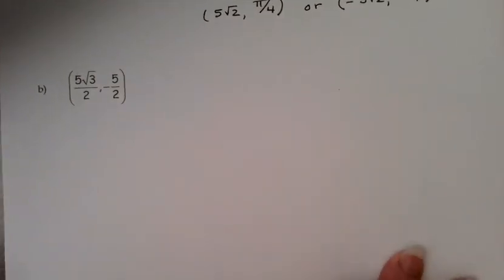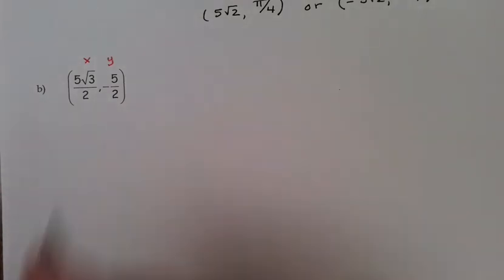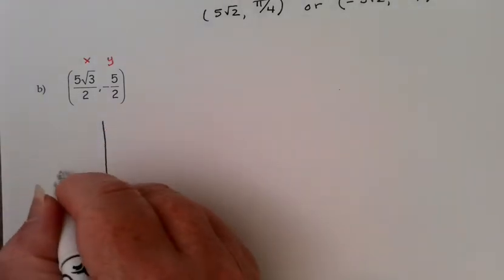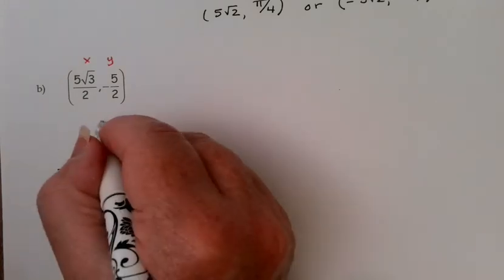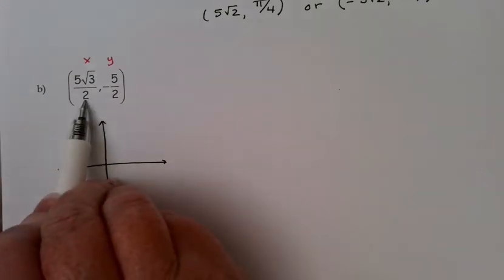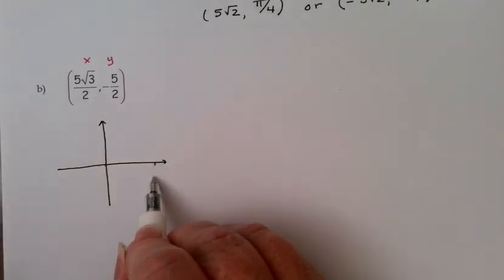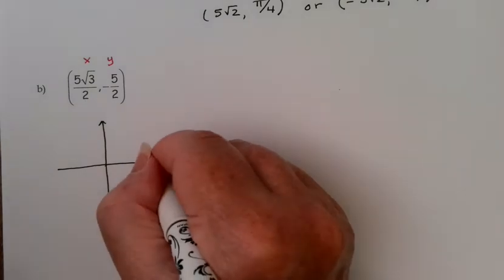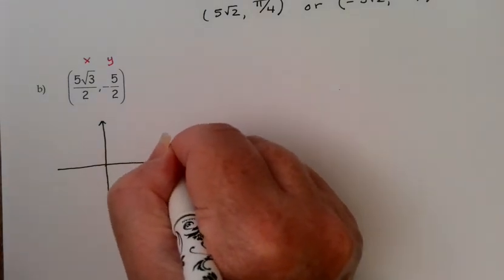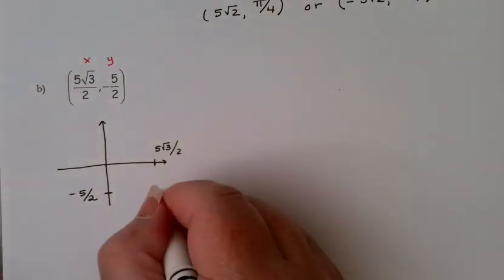Let's do one more like that. In part B, again, we're given a point x, y in rectangular coordinates. And again, I'm just going to do a quick little diagram. May or may not be super accurate. The main thing is I want to get it in the right quadrant. So I'd have 5 square root 3 over 2, so x would be positive. And the negative 5 halves, so y would be negative. And there's my point down here in the fourth quadrant.